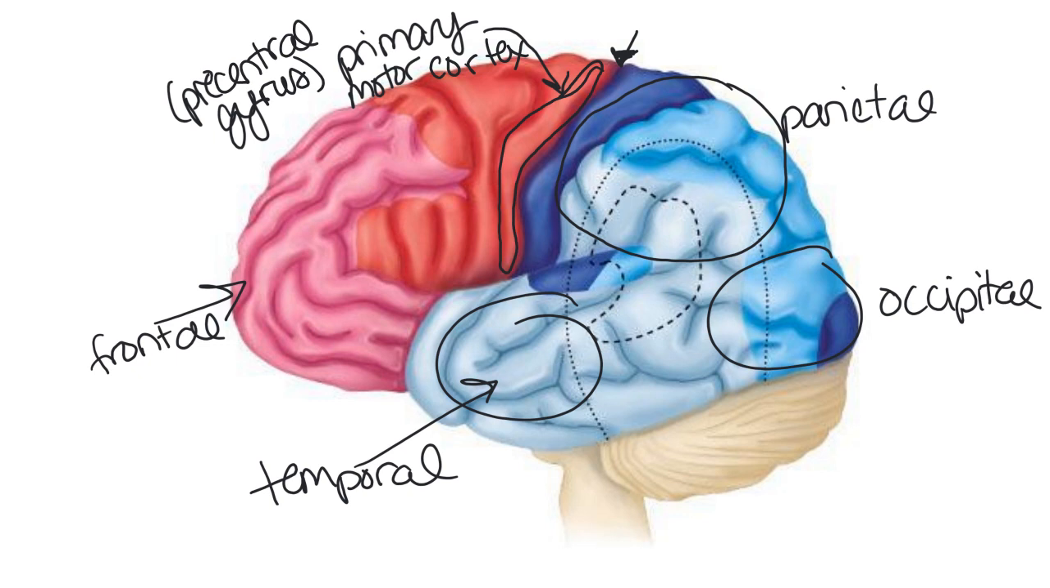Also in the frontal lobe, we have what's called Broca's area. It's about here. Okay, so Broca's area is our motor for speech area.